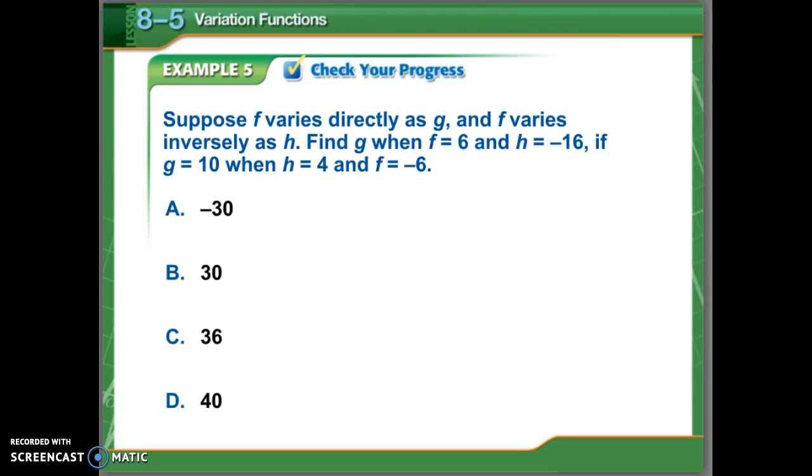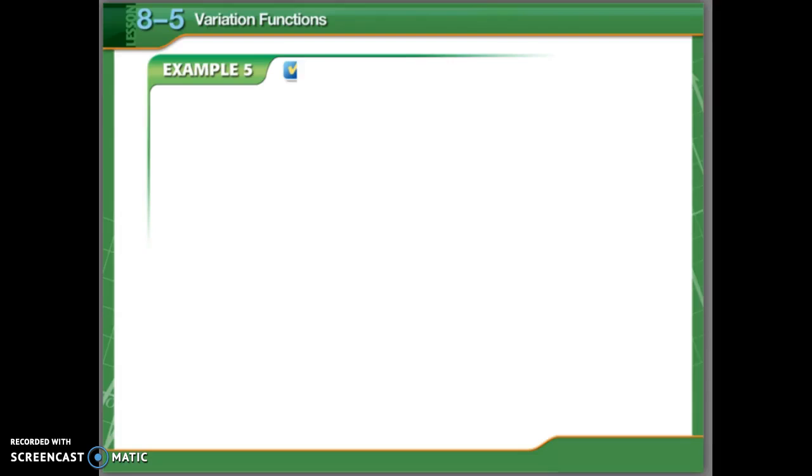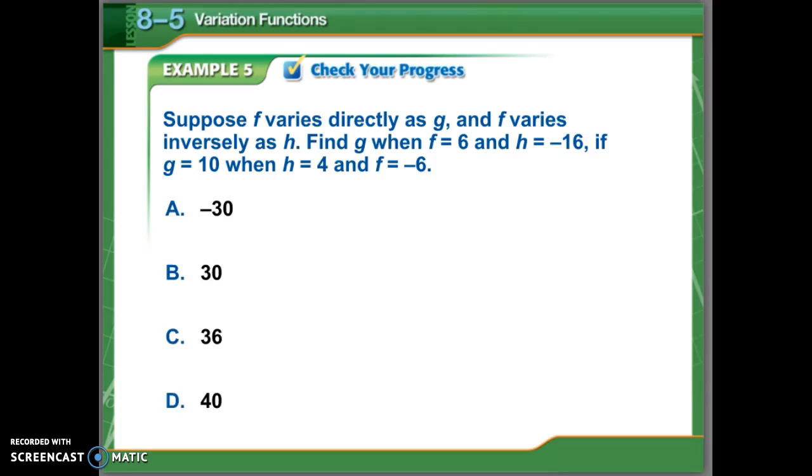All right, we've got a check your progress problem. Pause the video as long as you need. When you have your answer, go on to the next screen. And our answer for this one is 40. G is 40 when f is 6 and h is negative 16.